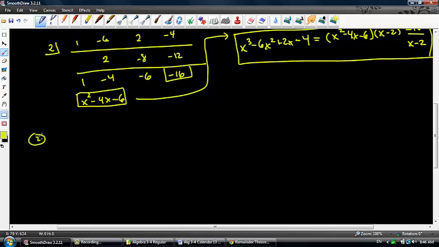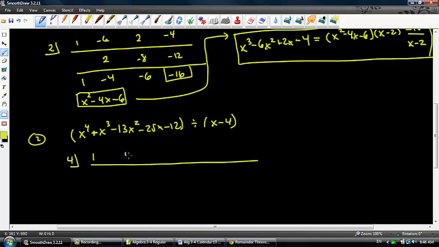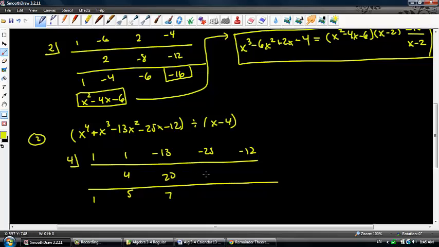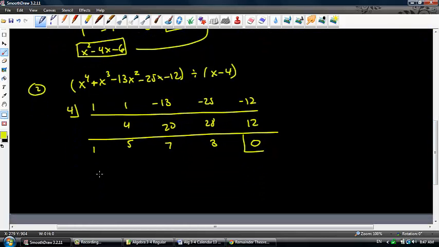So let's do another example here. Let's say I was to ask you to divide this polynomial p of x by this binomial x minus a. Again, with the leading coefficient as 1, it's better to use synthetic division. I'll go ahead and set this up. And so I'm going to go and synthetically divide. I get a 1, a 4, a 5, a 20, a 7, 28, 3, 12, 0. Okay, my remainder is 0 in this case. So my new polynomial is going to be x to the third plus 5x squared plus 7x plus 3.